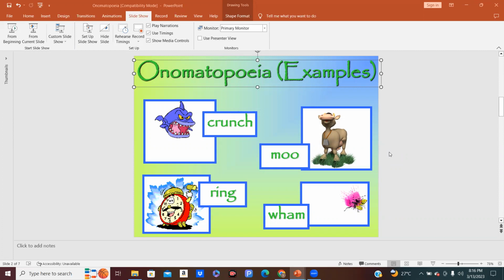Taekwanya, can you give me an example of an onomatopoeia? Move. Move, very good. How about Duran? Can you give me an example of an onomatopoeia? Ring. Ring, very good. Angelina, can you give me an example of an onomatopoeia? Did you say wham already? No, no one said wham. Okay, wham. Wham, very good.